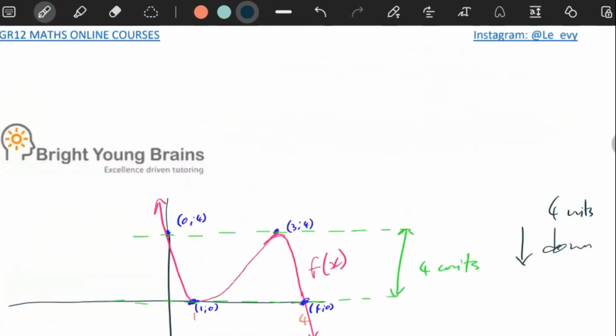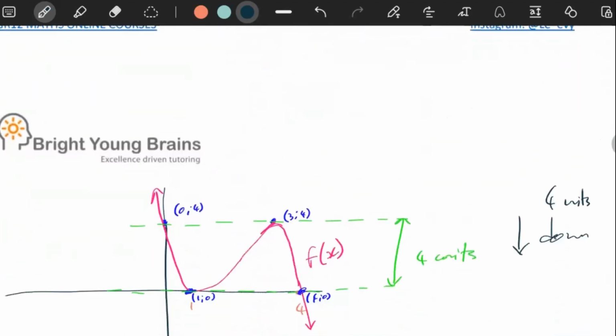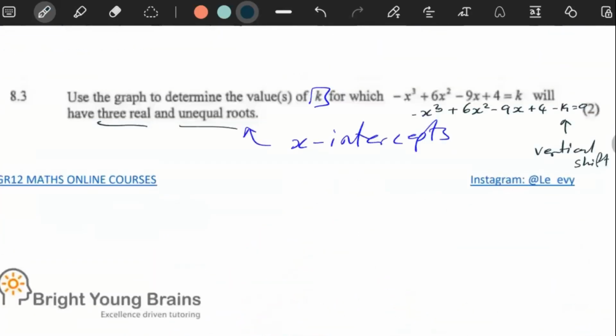So here, the lowest that the value of k can be, right? The lowest that you can move this graph downwards is 4 units. So clearly the highest number here can be a 4, because it will be -4 that you're looking at, which will be talking about you moving your graph 4 units downwards.